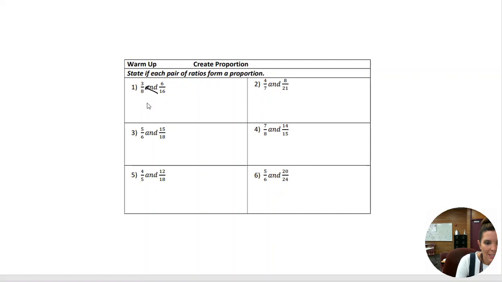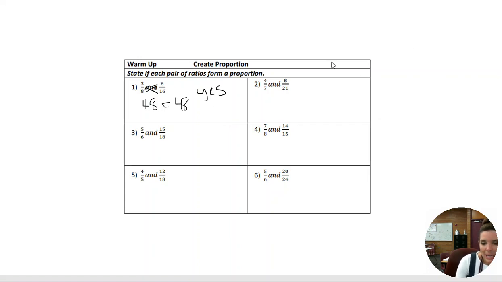So you're going to go 3 times 16, which is 48, and then you're going to do 8 times 6, which is 48, and because those two cross products do equal each other, you would say yes, these two ratios form a proportion. These two fractions are equivalent to each other, basically.